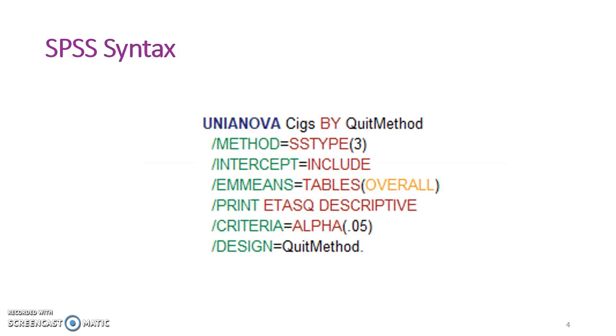So this is what the SPSS syntax would look like. I will go over this with you in class and show you how to get this by point and click. But we've actually looked at this before in using regression as well. We use the ANOVA command, and SIGS is our outcome and quit method is our predictor, right? And in the very bottom statement, the design statement, that's where we include quit method as the predictor.